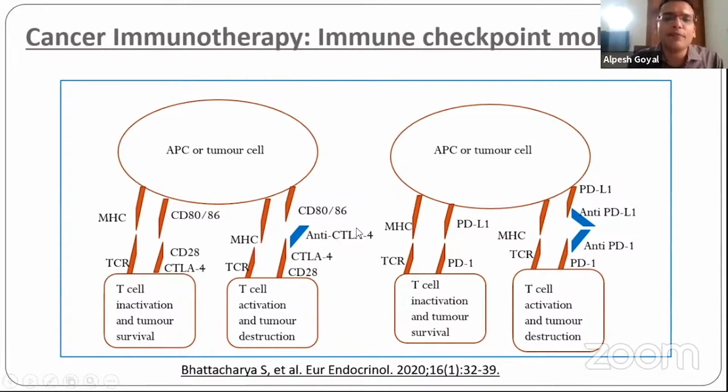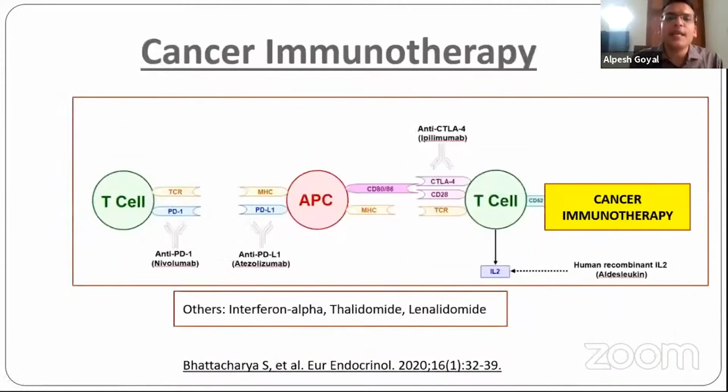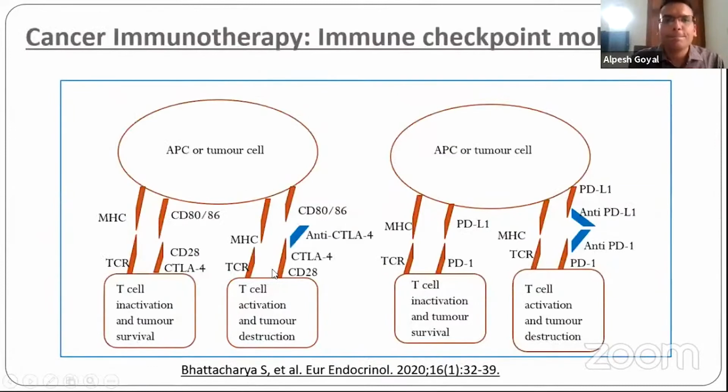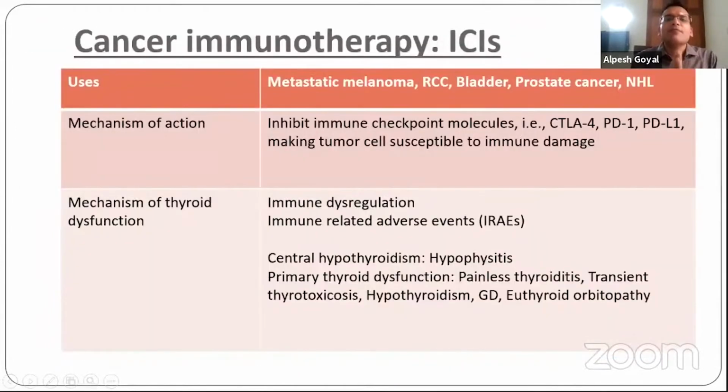So you have anti-CTLA4, which is ipilimumab, anti-PD1, which is nivolumab, and anti-PDL1, which is atezolizumab. So these agents have found use. Initially, they were used in patients with metastatic melanoma. However, in last few years, the indications are expanding, and these are used in patients with renal cell cancer, bladder, prostate cancer, and as well as lung cancer. And these agents, as we have seen, they inhibit immune checkpoint molecules.